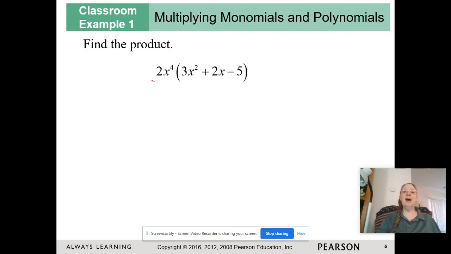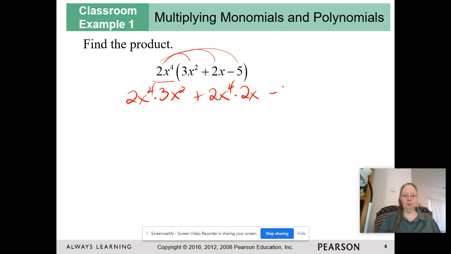So when it's a monomial times a polynomial, we distribute. So we're going to multiply our 2x to the fourth times our 3x squared, and our 2x to the fourth times our 2x, and our 2x to the fourth times our -5. Okay, so remember when we multiply, we're going to multiply the coefficients, which is going to be 6, and we add the exponents when we multiply.